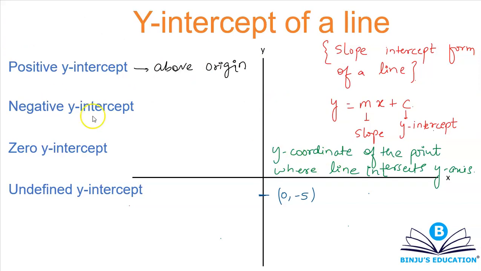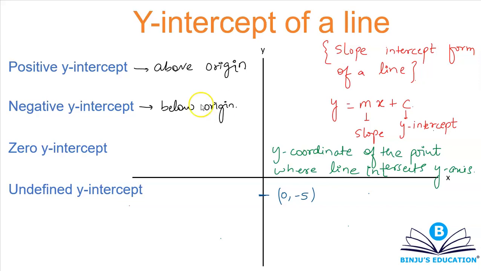What about negative y-intercept? Whenever the line intersects the y-axis below origin, the y-intercept is always negative. Because below origin, y is always negative. In the third and the fourth quadrant, y is always negative. Right?